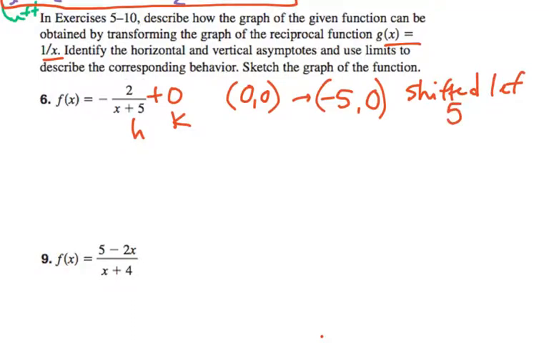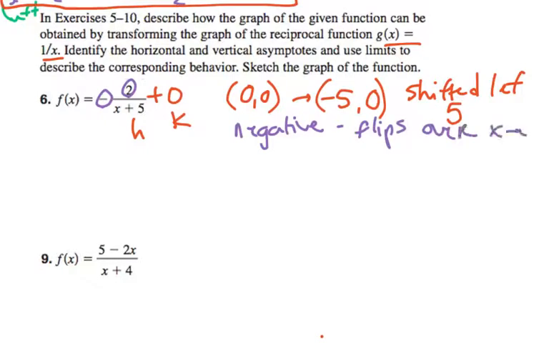From those two values, the next thing that it also has is this negative out front and then a 2. And so the negative value is going to mean that it flips over the x-axis. And then the 2 means that it's stretched vertically.